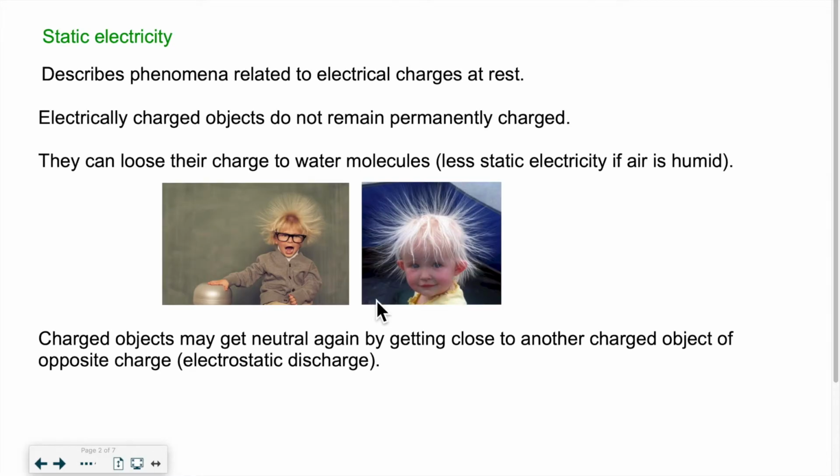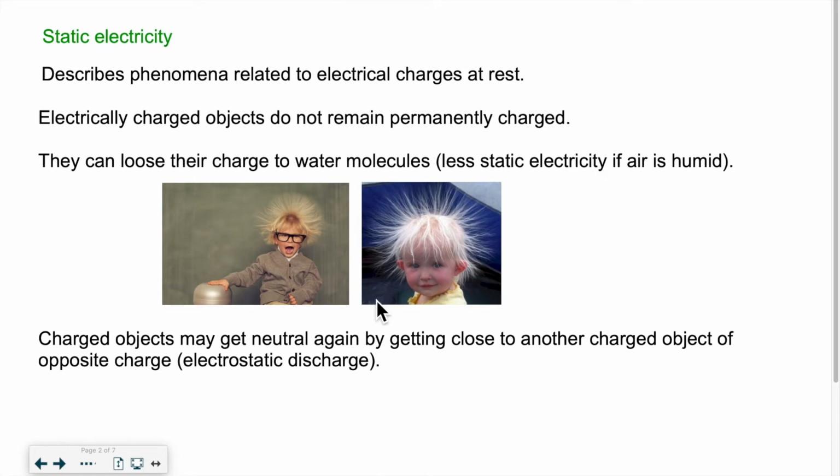In this lesson, we will talk about static electricity, as you can see on your screen. So what is static electricity? It describes the phenomena related to electric charges at rest. That's why we say it's static. Static meaning not moving.